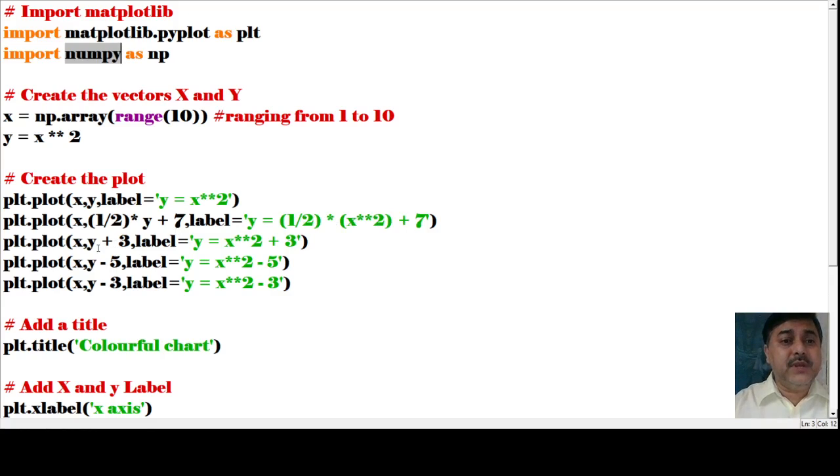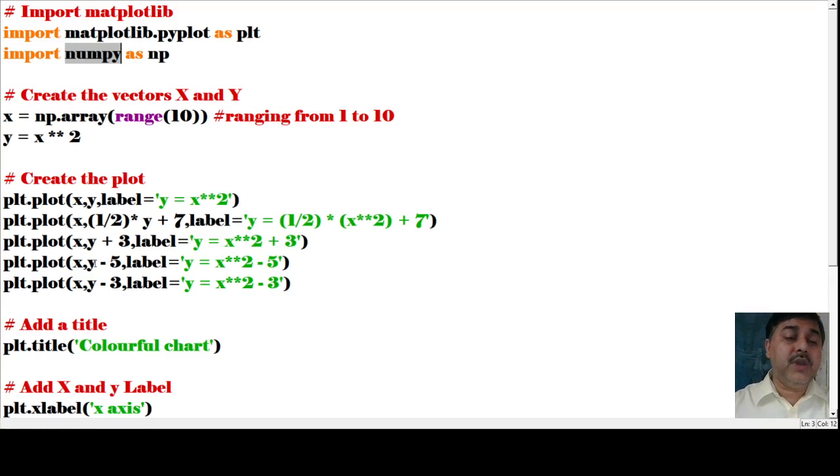The third line has been given. For the third line, x has been taken, that particular range from 1 to 10, and y has been taken as y plus 3, and the label is y equals x into 2 plus 3.